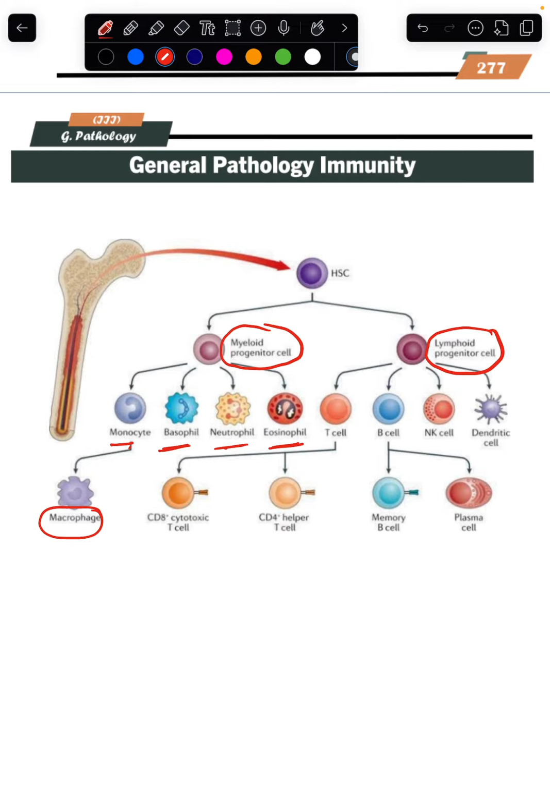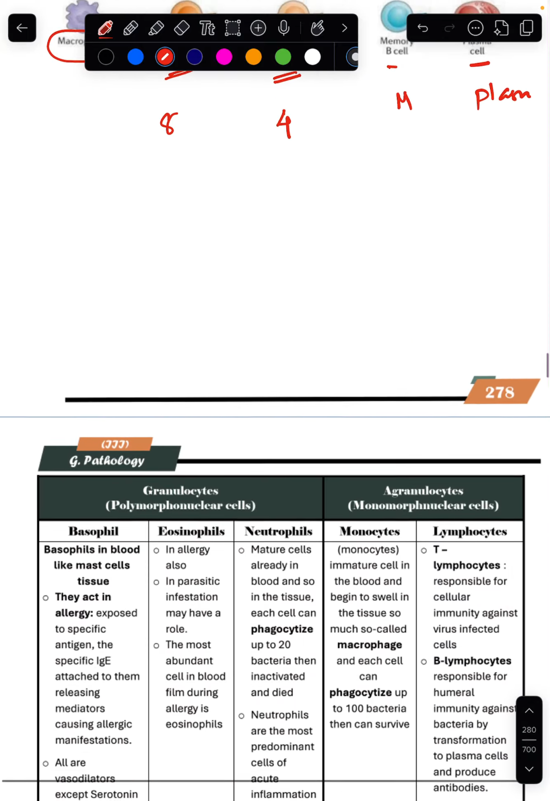Now, if you see the lymphoid progenitor, the important ones are T, B, natural killer and dendritic cells. Then T has got CD8 and CD4. B has got memory and plasma cells. So this is important: plasma cell, memory cell, CD4, CD8, T and B. It is all among this.